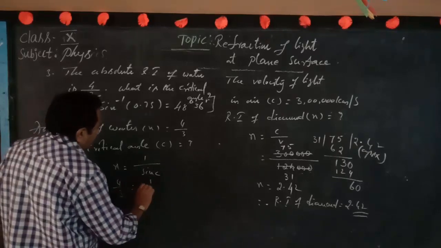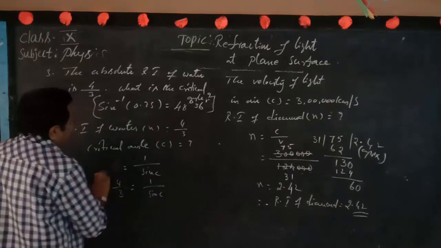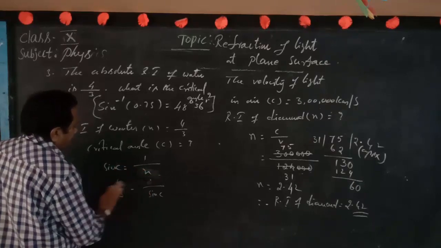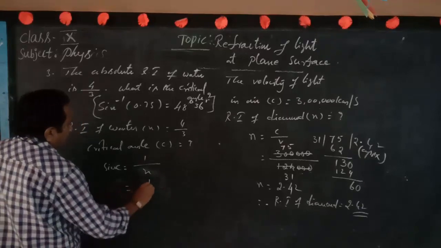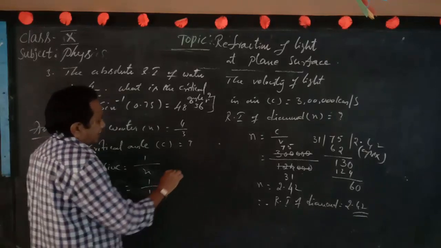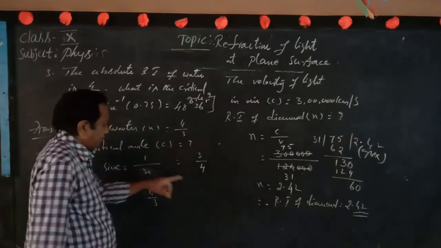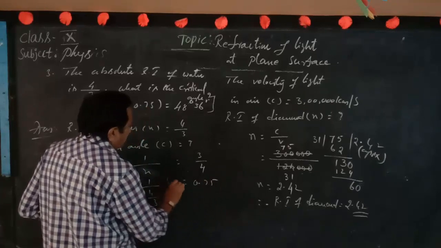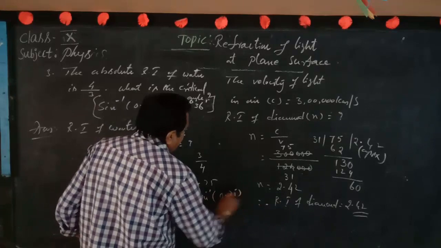So to write it like this, sin C is equal to 1 by n. It is better to write it this way, easy. Now 1 by n means 1 by 4 by 3, which is equal to 3 by 4. So 3 by 4 means 0.75. This value is sin C. Then C is equal to sin inverse of 0.75.